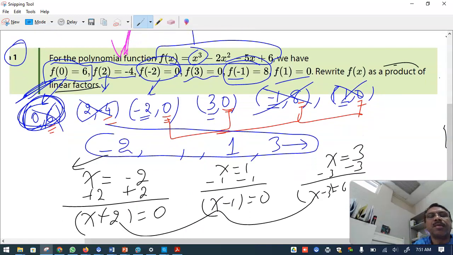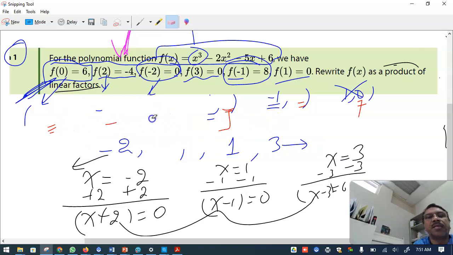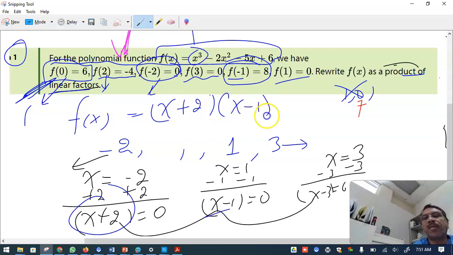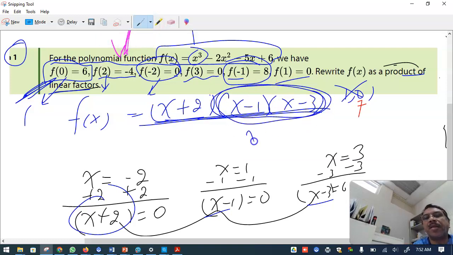The three factors can be put together and written down in factor form. I don't have room here, so I'll write it right here. The question was, what are the linear factors? The linear factors are x plus 2, x minus 1, and x minus 3. If you want to figure out why it is true, you can use the box method or FOIL method, and that will give you x squared minus 4x plus 3.